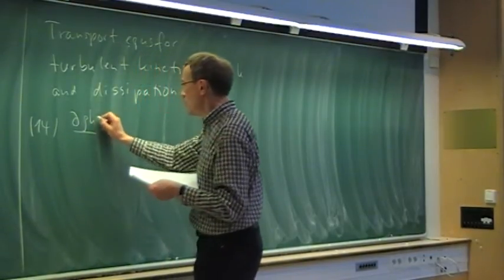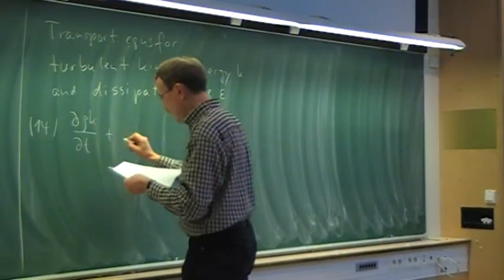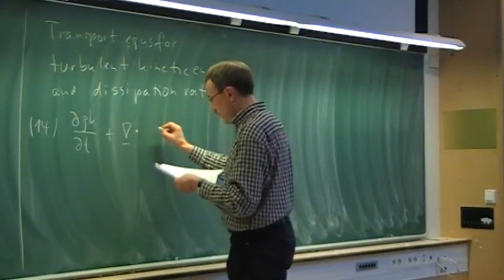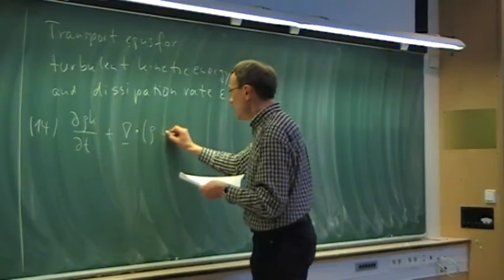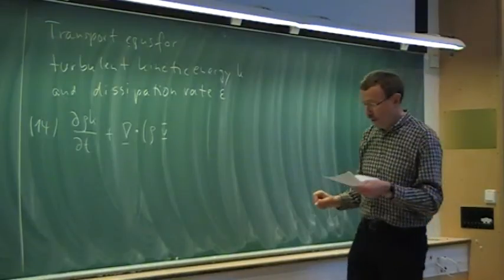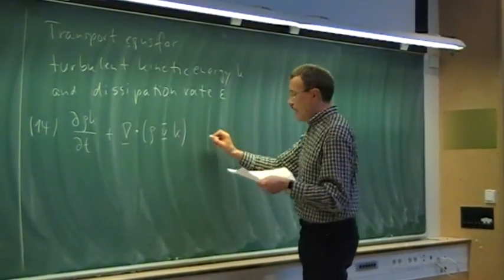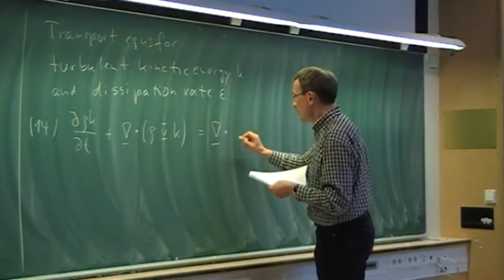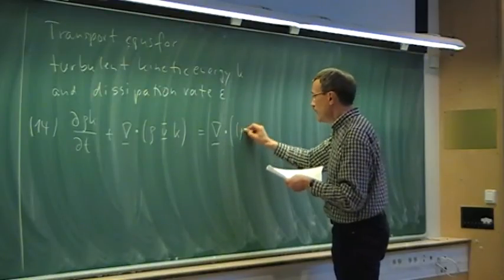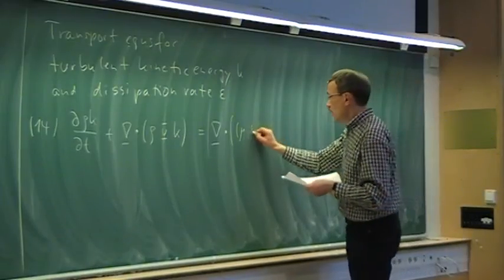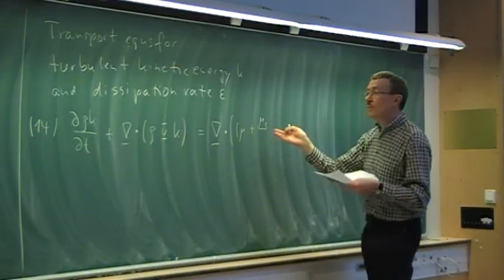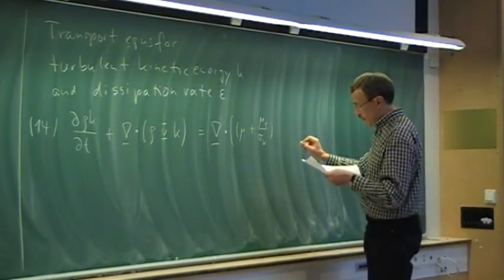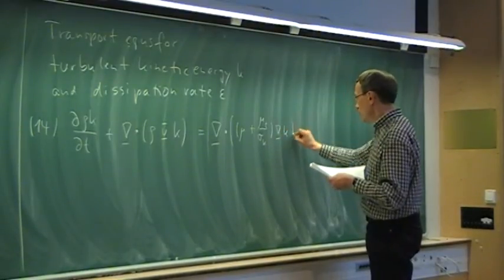It is the time derivative of the density times the turbulent kinetic energy plus the convective flow, and that is described in this differential form by the divergence of, in our case, the constant density times the mean velocity vector u bar times the turbulent kinetic energy. And on the right-hand side, we have the diffusive flow of the turbulent kinetic energy, described in differential form by the divergence of the laminar viscosity plus the turbulent viscosity, mu t, that we still need to determine, divided by sigma k. That is just a parameter. And that is multiplied by the gradient of the turbulent kinetic energy.